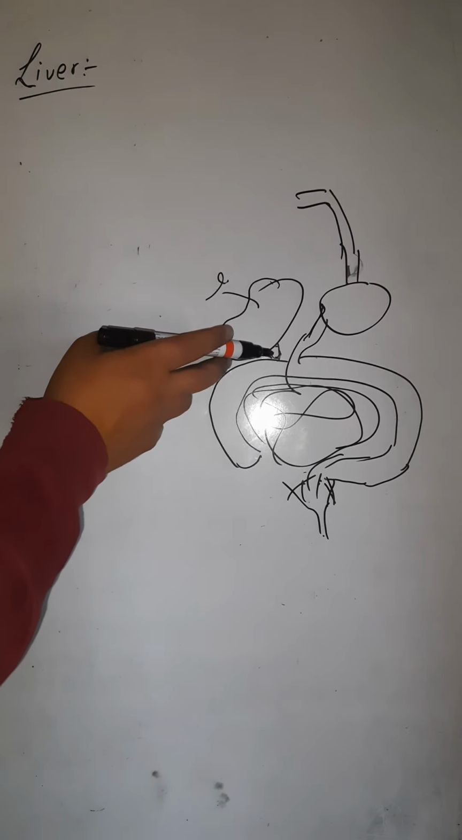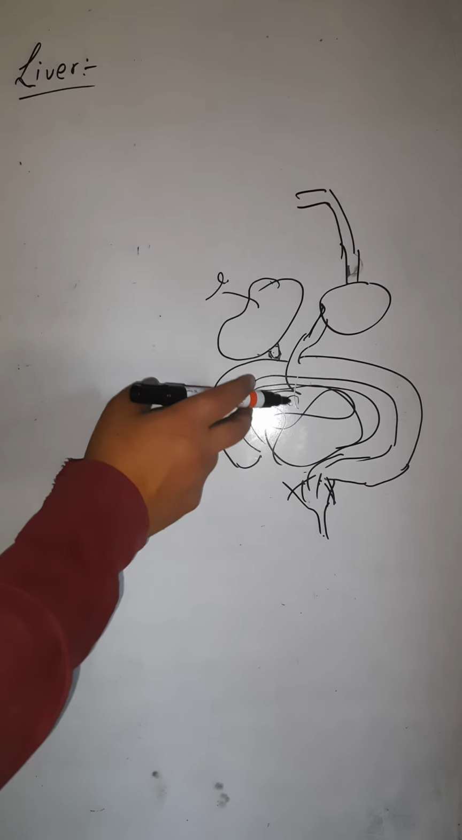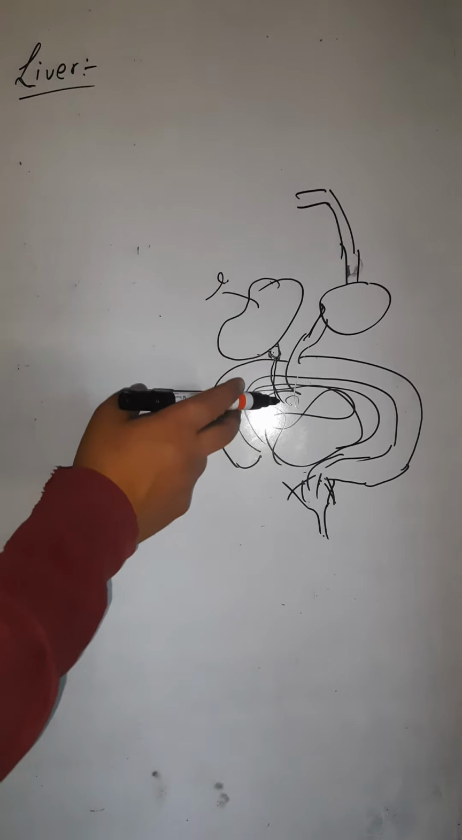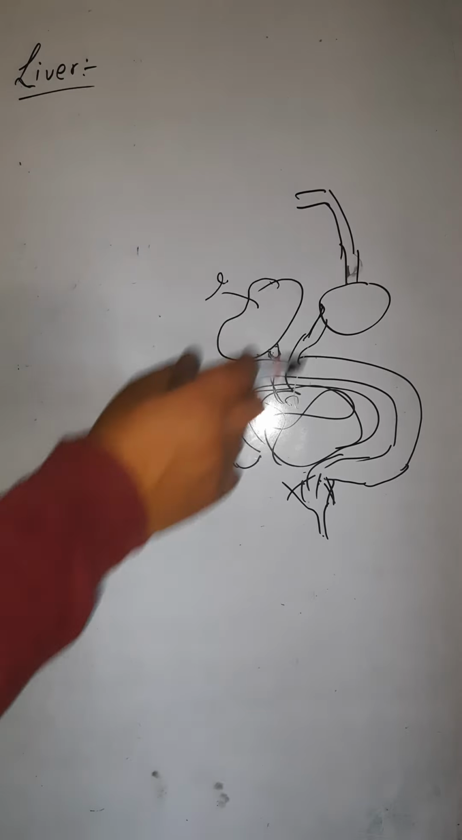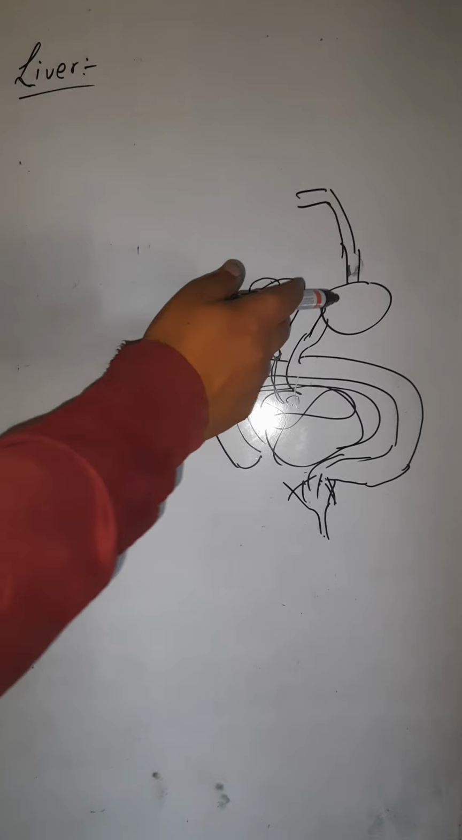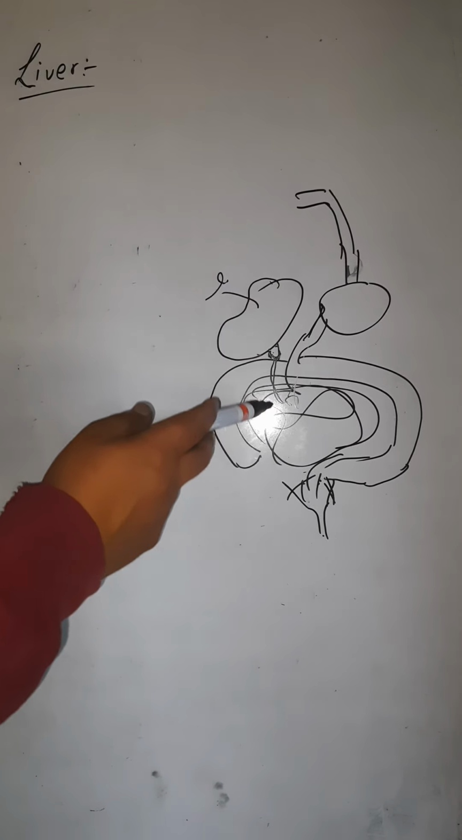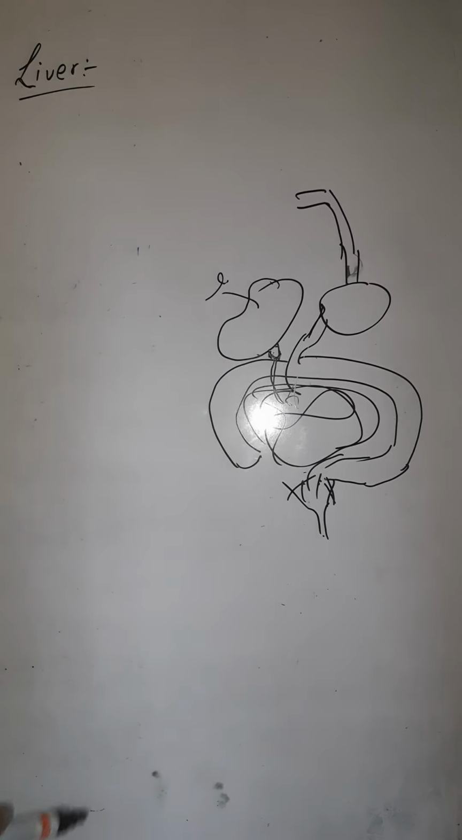So what is the function of the bile juice? When the bile juice is stored in the gallbladder and the food from the stomach reaches the small intestine, then the bile juice from the gallbladder reaches the small intestine and digests the food there. The food that has not been digested in the stomach, when it reaches the small intestine, will again be digested by the bile juice which we are getting from the gallbladder. Are you getting this? So this is the function of the liver.